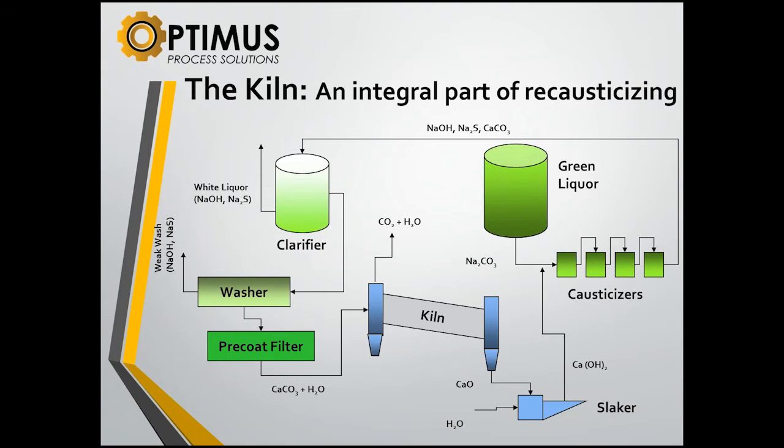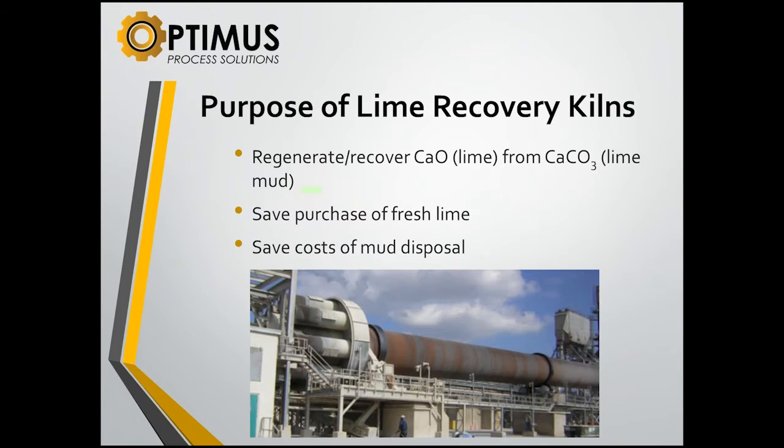The kiln is an integral part of recausticizing. What you're doing with the kiln is taking the washed mud, running it into the kiln, recalcining it so that it can be reused in the slaker, which then goes to the causticizers, producing white liquor, and again, lime mud to be recalcined and reused again.